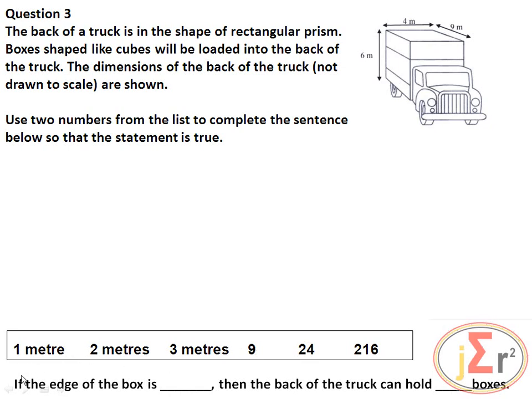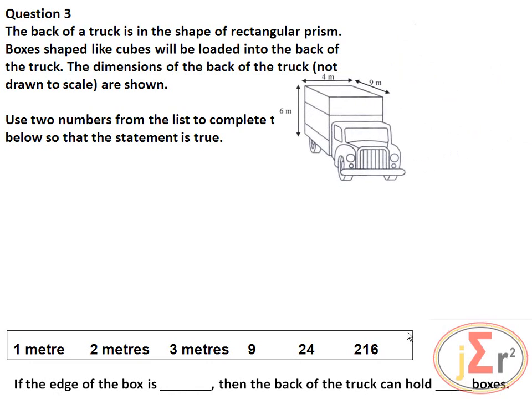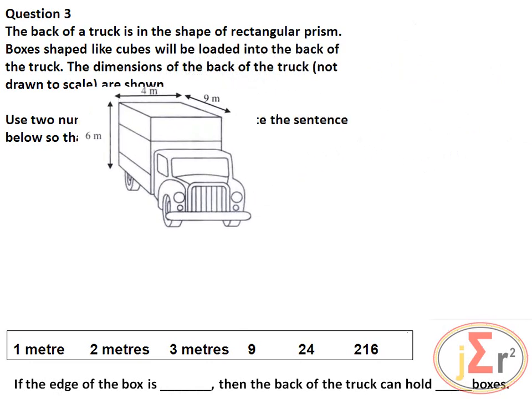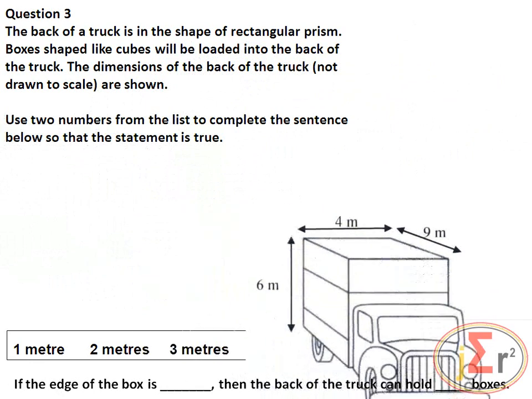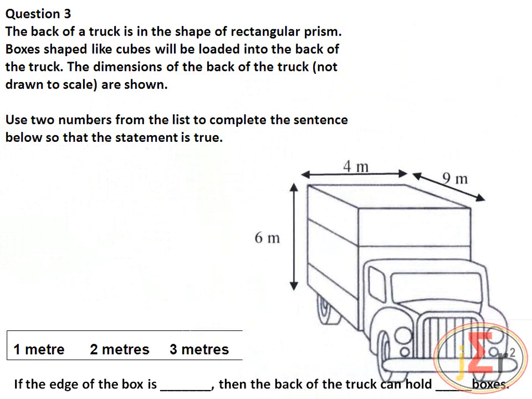So let us say that we are going to cause this statement to be true. If the edge of the box is 2 meters, then the back of the truck can hold 25 boxes. That's how the statement is to be completed, but the one that I made just now is not correct. We'll take a look eventually at how we may make the relevant calculations that will cause the statement to be true.